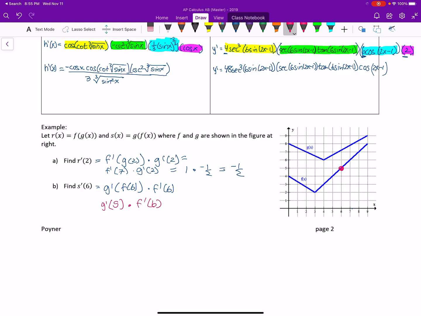So g prime at 5, let's see, that's right there. What's the slope at that point? The easiest one I can find is really the slope of this entire segment. I'm going up 3 and over 5 of that, and it's a line segment, that's how I know that. So that is going to be 3/5 for any point, by the way, from 4 not inclusive up to 9. And then times f prime at 6, the slope of that line right there is 1. So therefore, it's going to be 3/5.